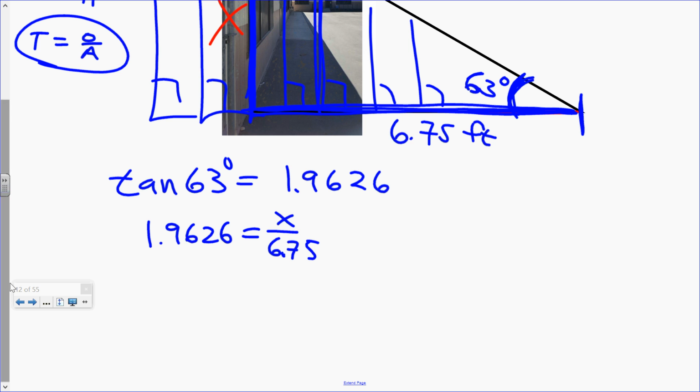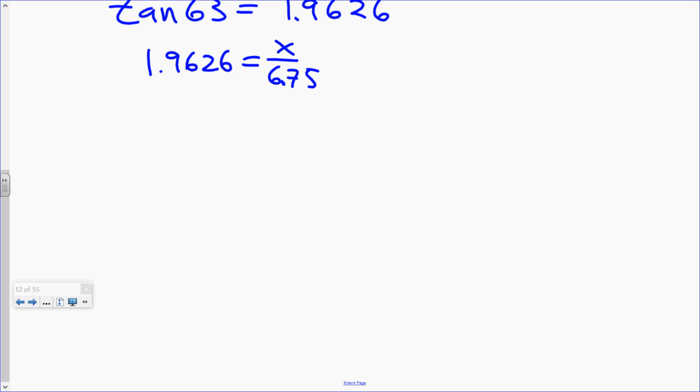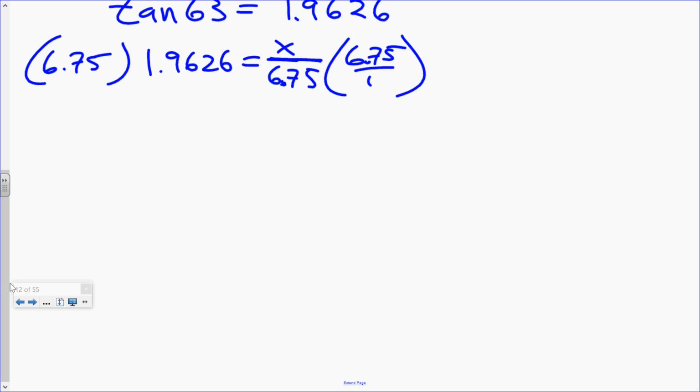X is in the numerator right now. What can I do to both sides of this equation to get x alone? Let's get rid of the 6.75. So I'm dividing by 6.75. The opposite of dividing would be what? Multiplying. So I'm going to multiply both sides by 6.75, which is the same thing as 6.75 over 1. Look what ends up happening. Bye-bye to that. X is alone.